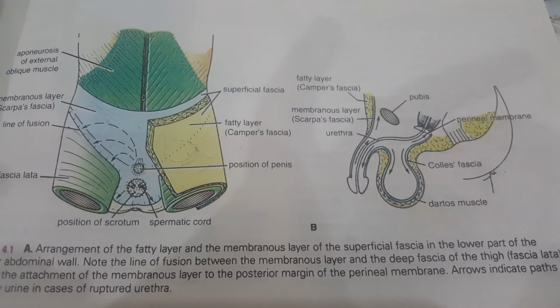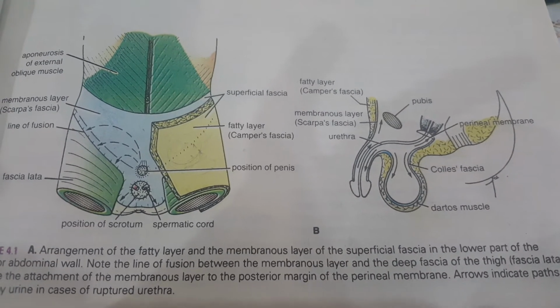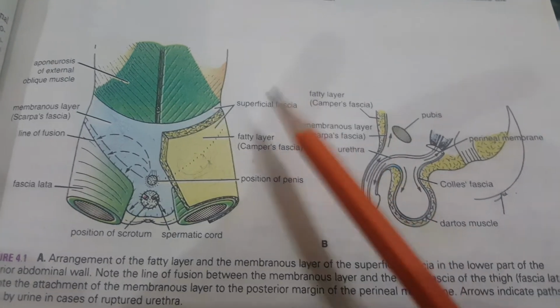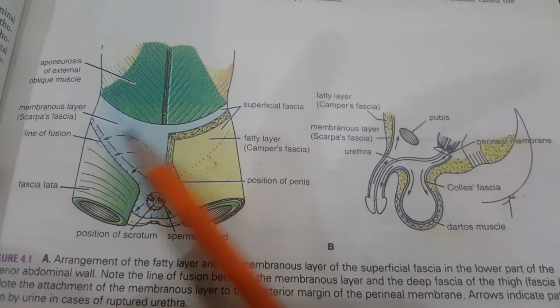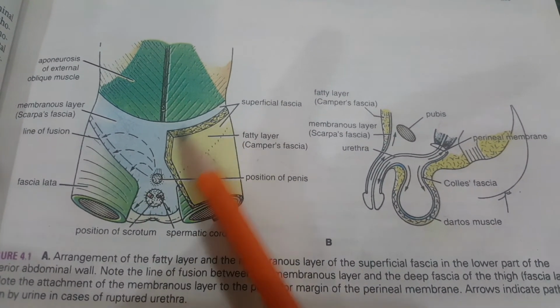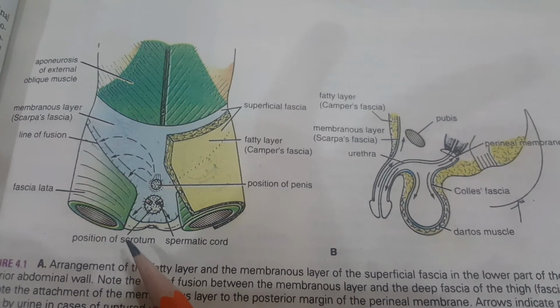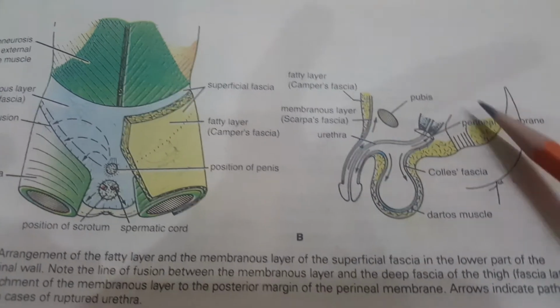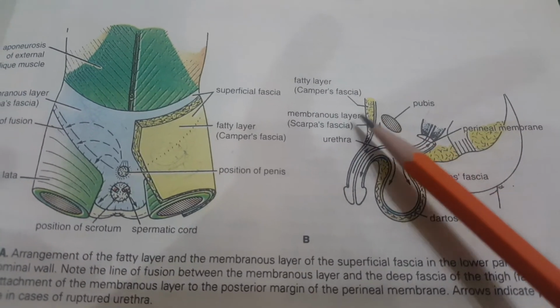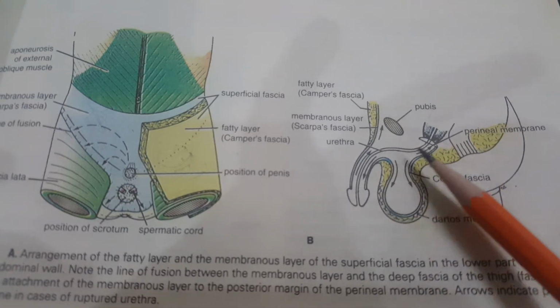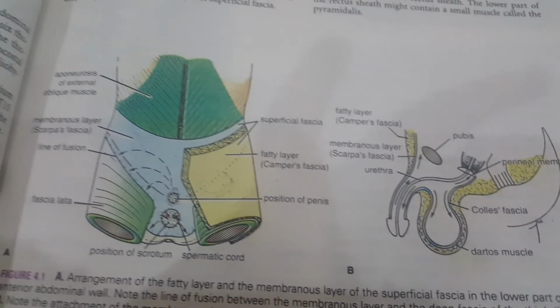Now let us discuss the superficial layer of the abdomen. As you know, the superficial fascia consists of two layers, the superficial fatty layer and the deep membranous layer. This yellow color shows the superficial fatty layer and blue color shows the deep membranous layer. Again over here, yellow color shows the superficial fatty layer and this blue lining shows the deep membranous layer.